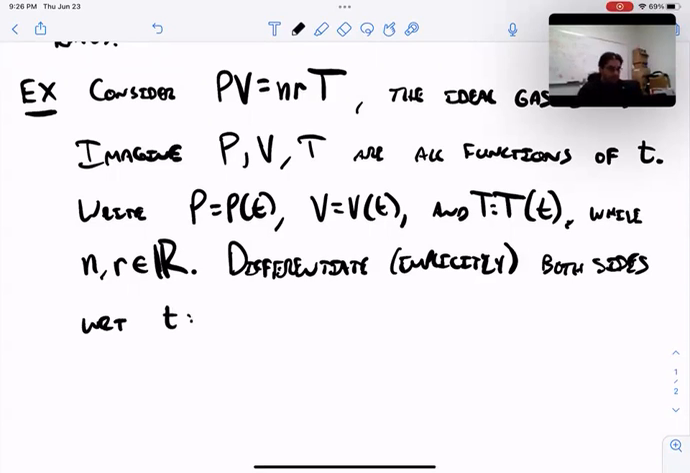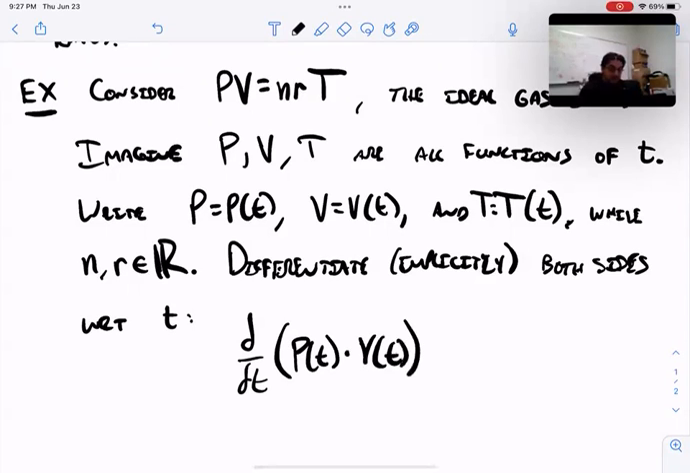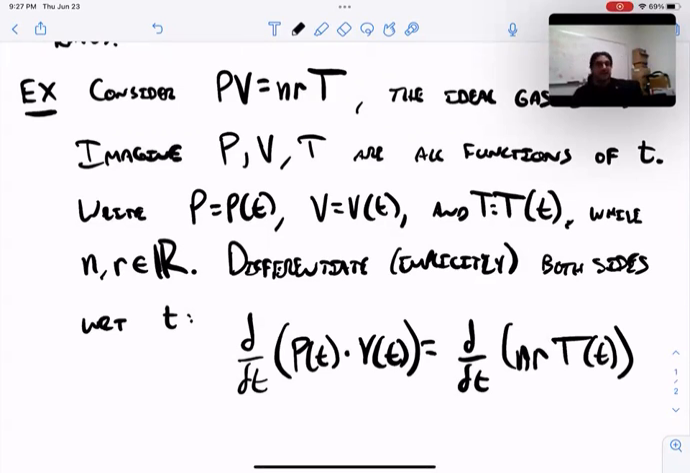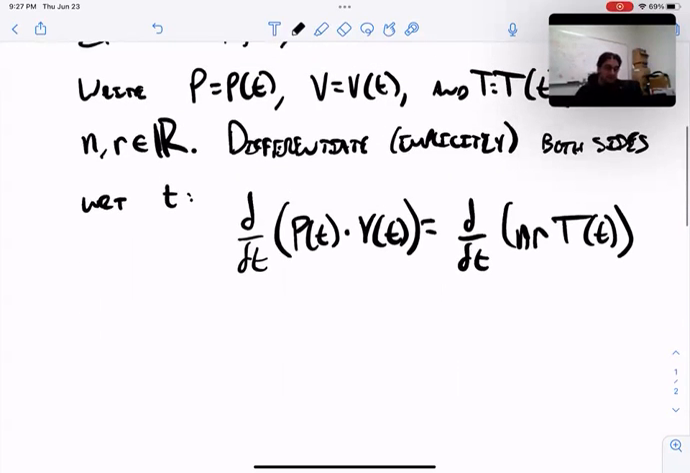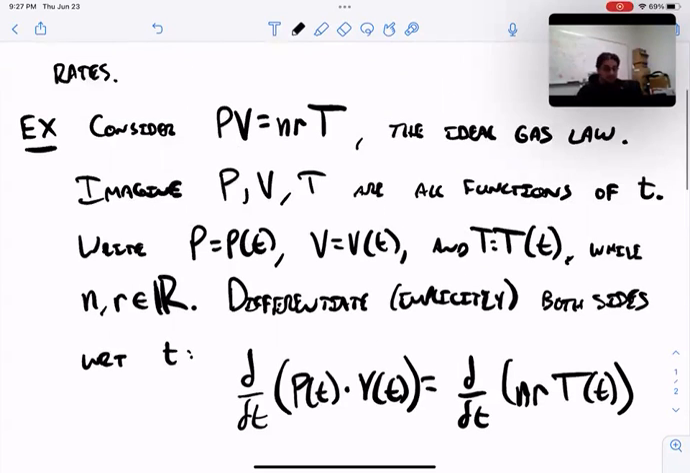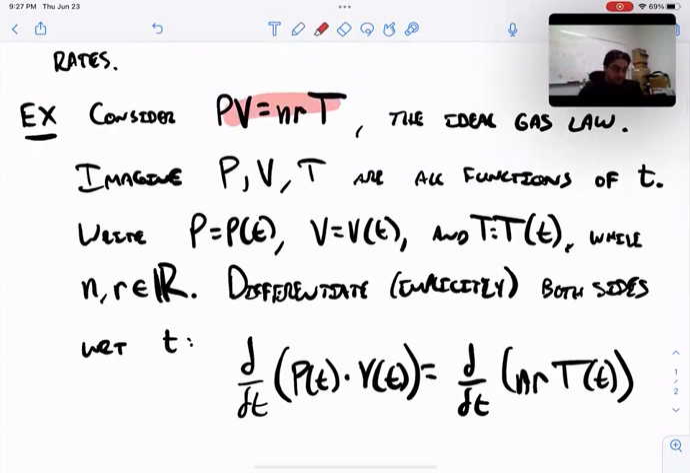What would you get? Well, I'm doing a derivative of P, which is a function of t, times V, which is a function of t. I'm also doing a derivative of n, R, and then big T, which is a function of little t, right? So if I write down here, notice all I did so far was I just copied down this equation, and I just noted which quantities were functions of t. I put the of t. And then I just slapped the d/dt on both sides, right?